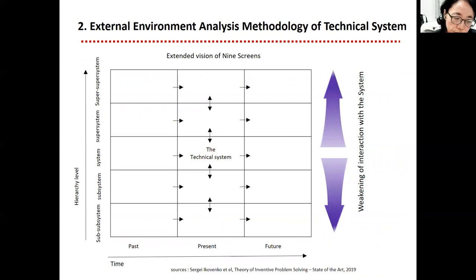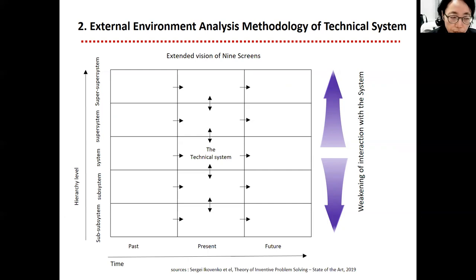It should be mentioned that nine screens is the minimum and the system can be extended by more screens. It can include a super-super system and a subsystem by expanding everything in time and at each level. Such an approach systematically and dynamically reflects the development of the system.